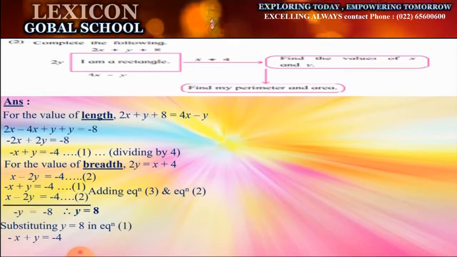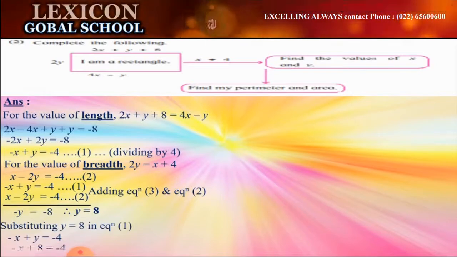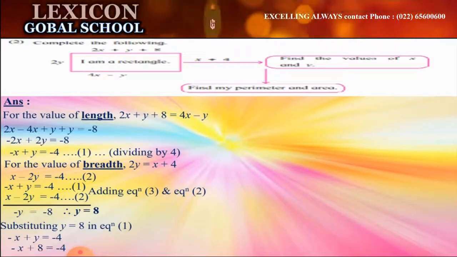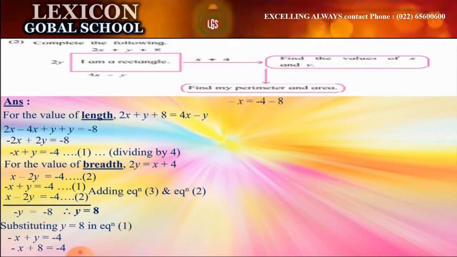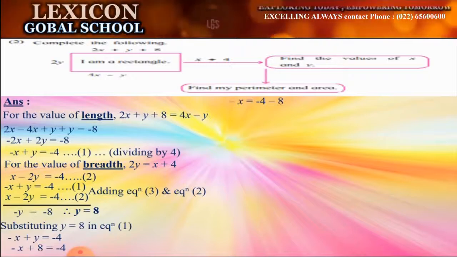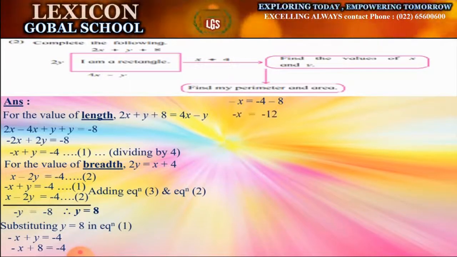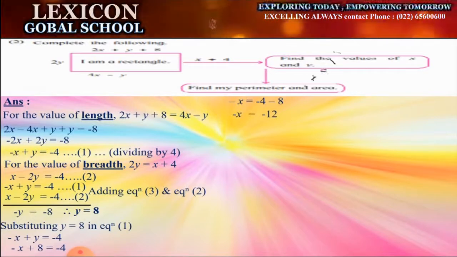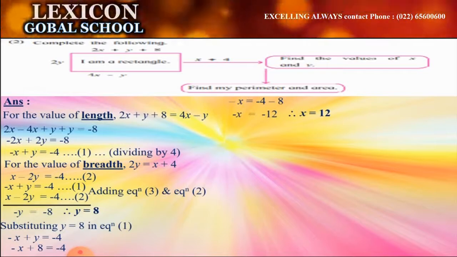So, our equation 1 was minus x plus y is equal to minus 4. Minus x plus, what is y? y is 8. Minus x plus 8 is equal to minus 4. 8 is gone to your RHS. Therefore, minus x is equal to minus 4 minus 8. Minus x is equal to minus 12. x is equal to 12. As you can see, we have found out the values of x and y.